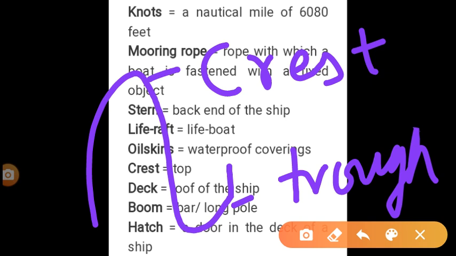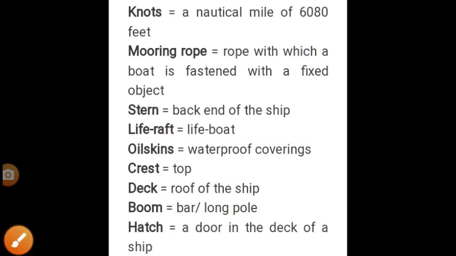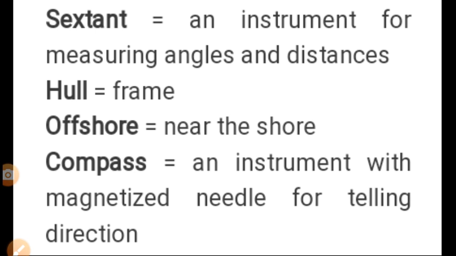Crest, let me tell you what is crest. See, children, suppose it's a figure of a wave, then this upper portion is known as crest and this lower portion is known as trough. Then deck, that is the roof of the ship. Boom is a bar or long pole. Hatch, as I told you, is a door in the deck of a ship. Sextant is an instrument for measuring angles and distances. Hull, it is the main wooden frame or the main wooden structure of the boat.